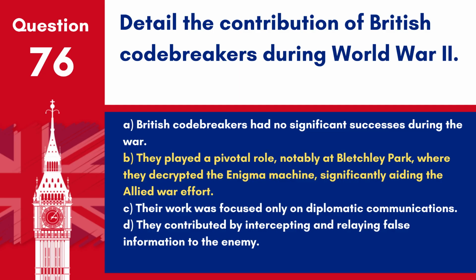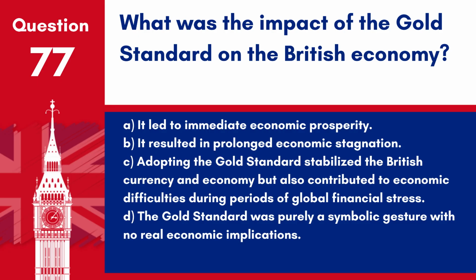Answer: B. They played a pivotal role, notably at Bletchley Park, where they decrypted the Enigma machine, significantly aiding the Allied war effort. The work of British codebreakers is credited with shortening the war and saving countless lives. Question 77. What was the impact of the gold standard on the British economy?